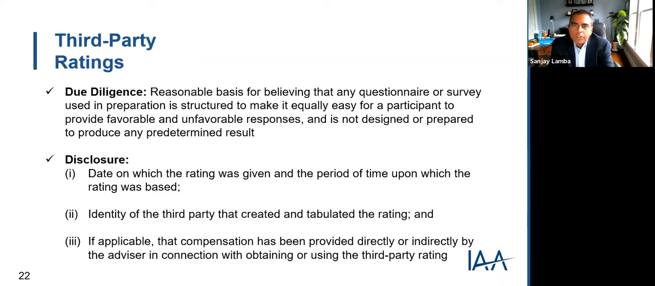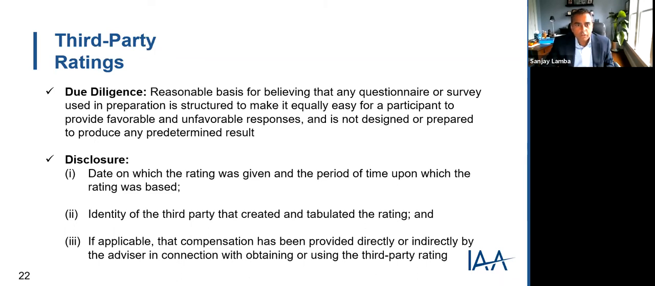The second component you have to satisfy is the disclosure, as you see in these bullets: the date on which the rating was given, the period of time, the identity of the third party that created or tabulated the rating, and if applicable, that compensation has been provided directly or indirectly by the advisor when obtaining or using a third party rating. So these are the requirements that you would have to satisfy.